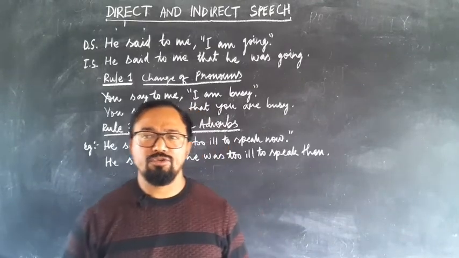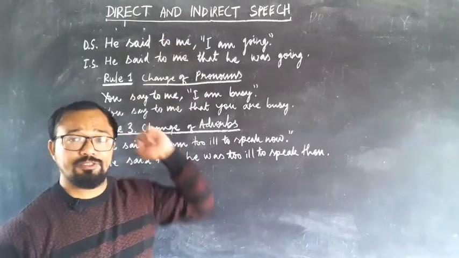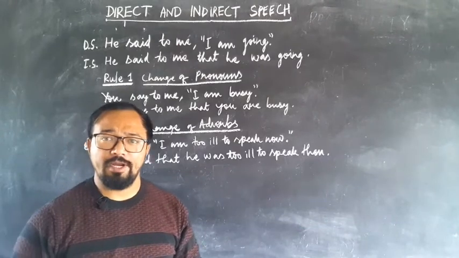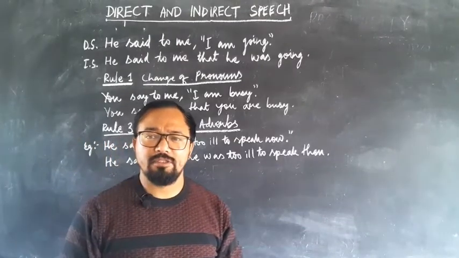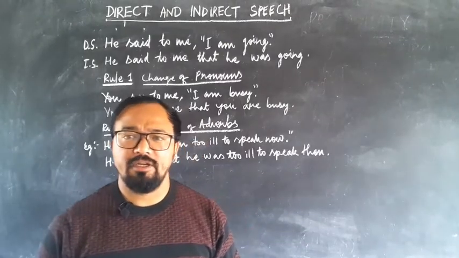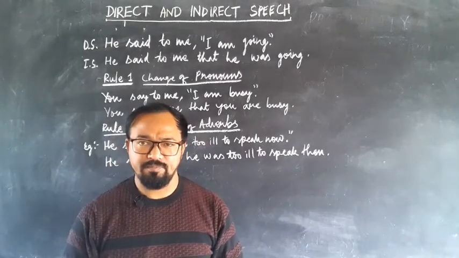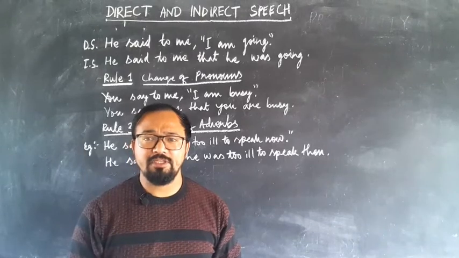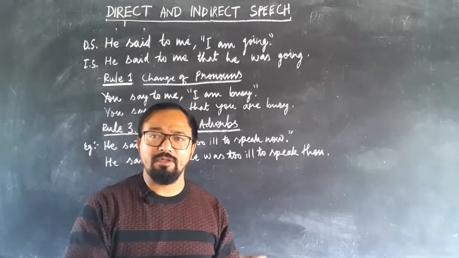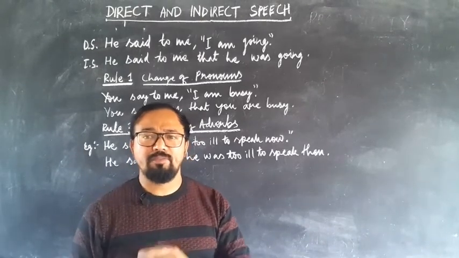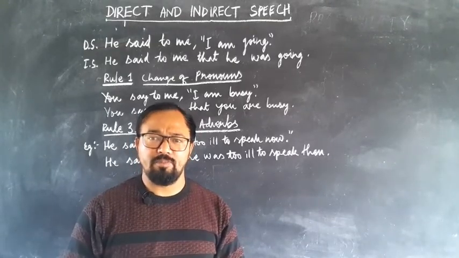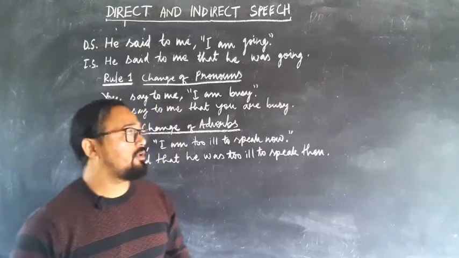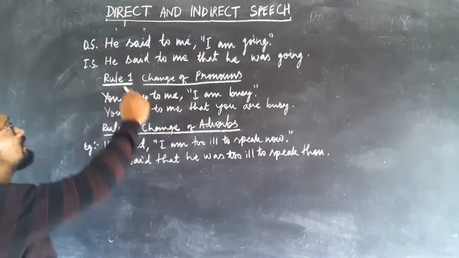First of all, you should know what direct speech is. Direct speech is the actual words spoken by the speaker. Indirect speech, or reported speech, is the reported form of the actual words spoken by the speaker. For example, here you can see one example I have taken.